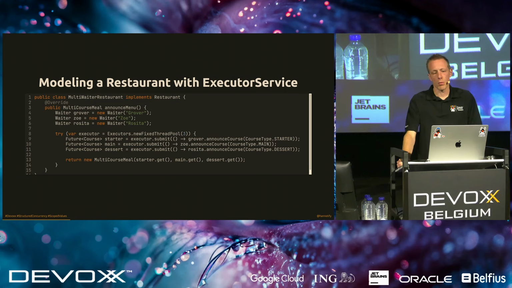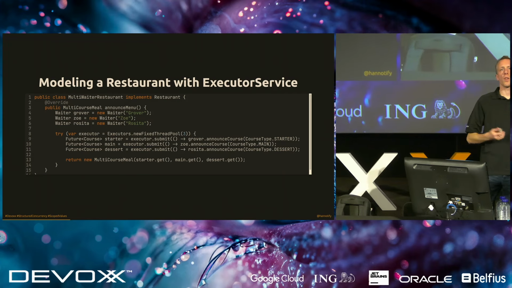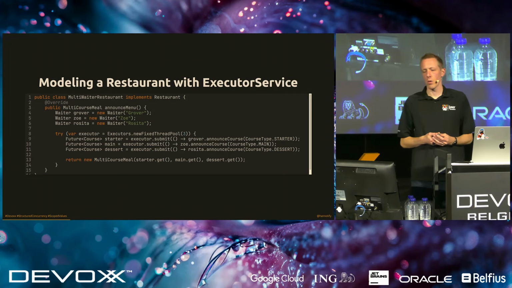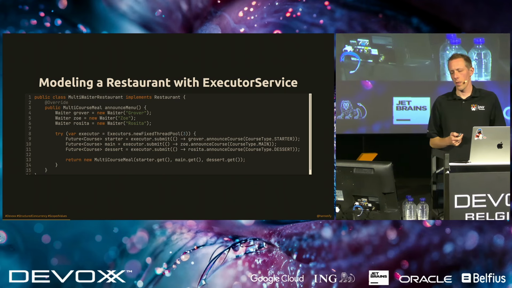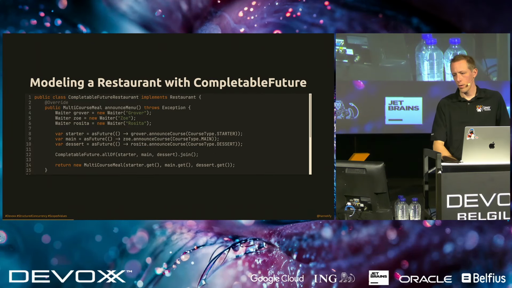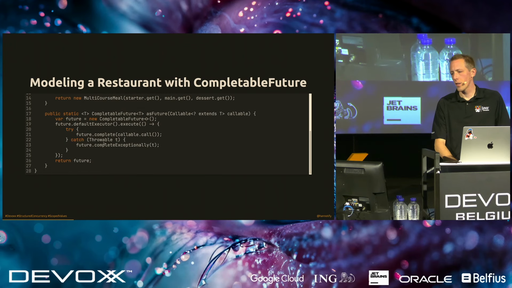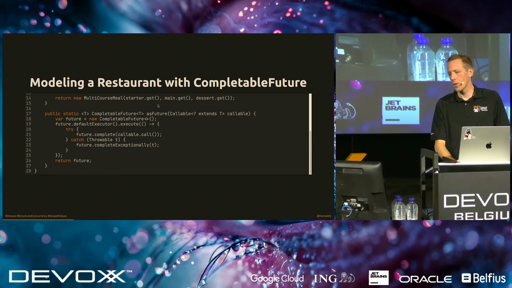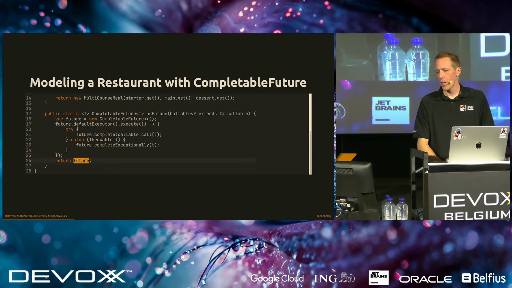I have put some example code on the slide to give you an idea of how our restaurant problem could be solved with CompletableFutures. So recall that this was the code that we saw recently in our IDE. If we would solve this with CompletableFutures, it would probably look like this. We would still have the announcements here, but we have to model them as CompletableFutures. So there's a method here that converts a callable to a CompletableFuture. It's a lot of code. In the end, you return the future here.